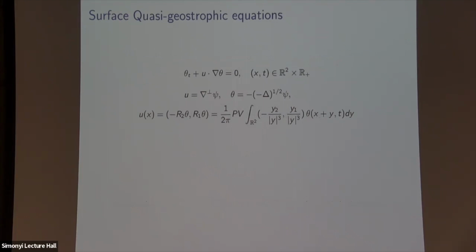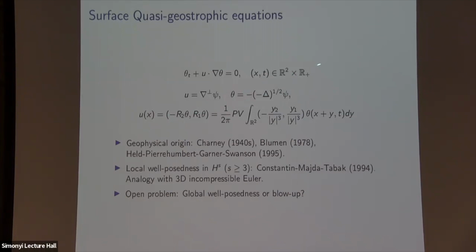I guess in this context, for this audience, the SQG, or the surface quasi-geostrophic equation, doesn't need an introduction. There is a scalar theta driven by an incompressible velocity u. Then the relation between the scalar and the stream function is given via this fractional Laplacian. And if we do that, then we can easily recover the velocity by means of a singular integral. The R1 and R2 are the Riesz transforms. This is an operator of order 0.